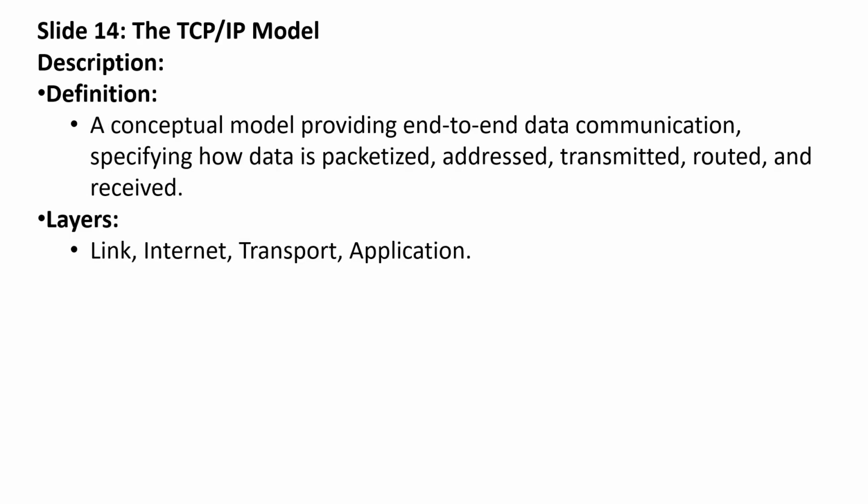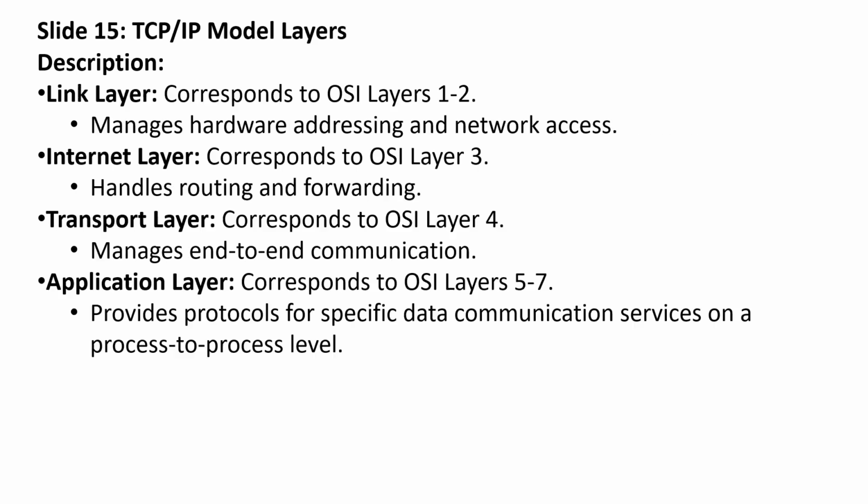The TCP/IP model. A conceptual model providing end-to-end data communication, specifying how data is packetized, addressed, transmitted, routed, and received. Layers: link, internet, transport, and application. These are the types of layers in the TCP/IP model. Link layer: it corresponds to OSI layers 1 to 2. It manages the hardware, addressing, and network access.